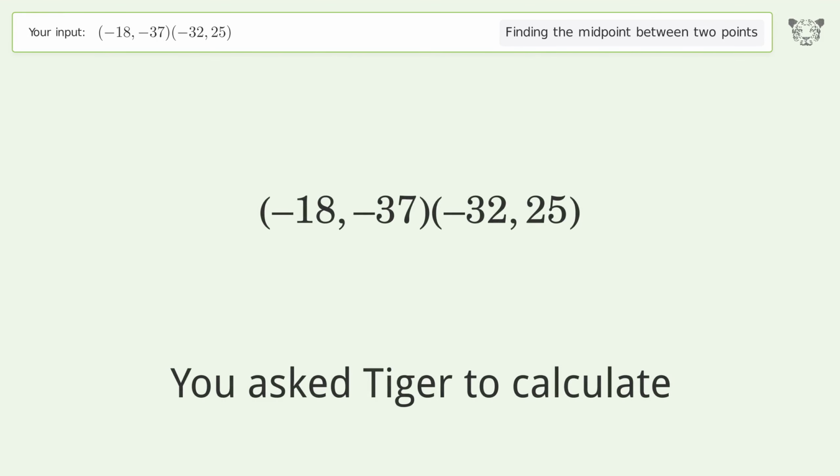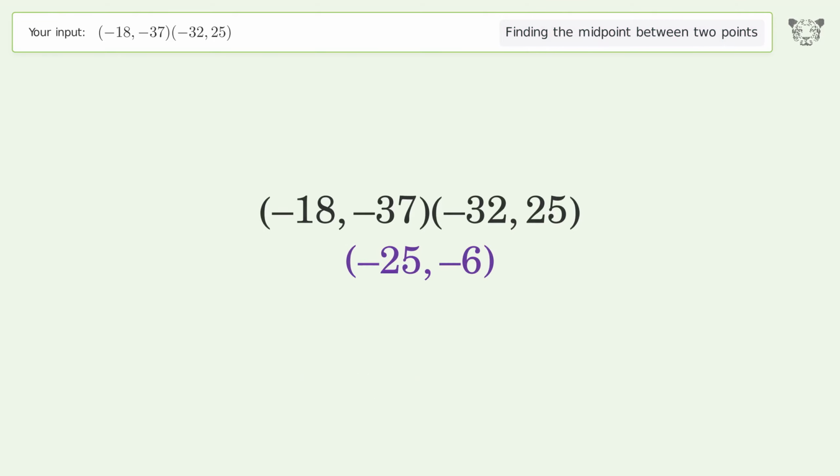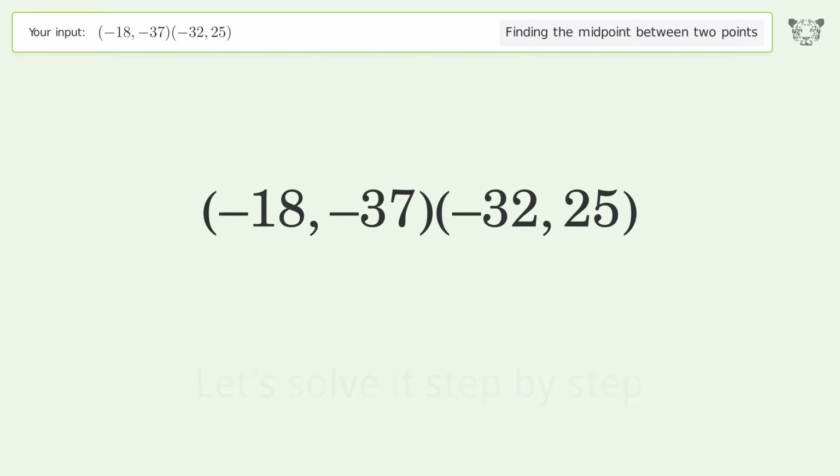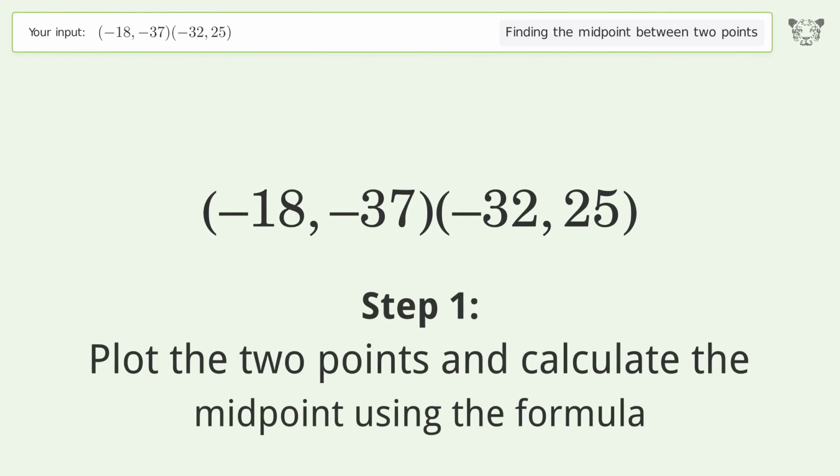You ask Tiger to calculate. This deals with finding the midpoint between 2 points. The midpoint between the 2 points is -25, -6. Let's solve it step by step. Plot the 2 points and calculate the midpoint using the formula.